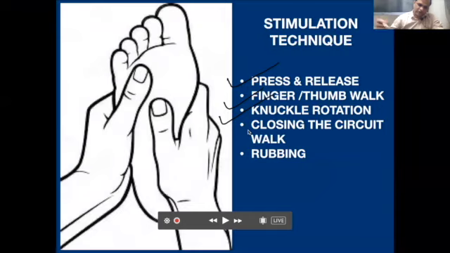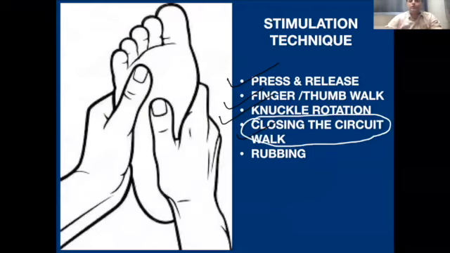The fourth technique I will introduce you later on, that is a little specific technique, called closing the circuit walk. I will introduce you this technique later during the practical demonstration. And rubbing means just rubbing, like when we are rubbing our palm, or we are rubbing the feet in that way.